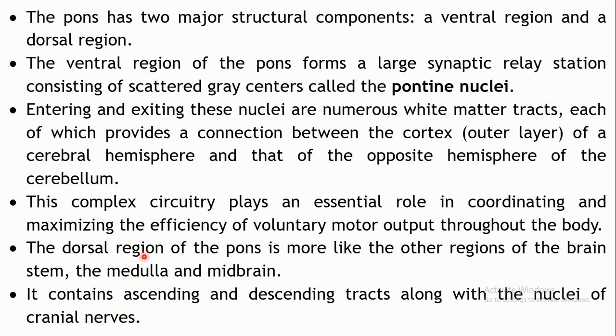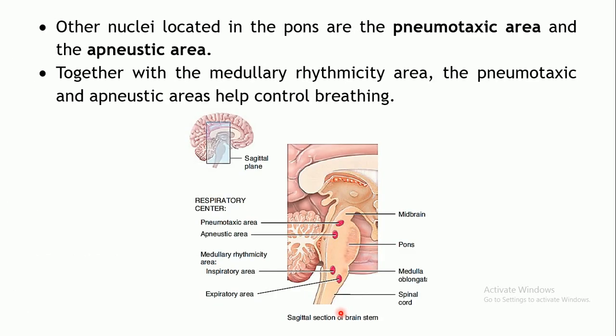Then in the dorsal region, it is similar to the areas present in the medulla and the midbrain. So they contain the ascending and the descending tracts with the nuclei for the cranial nerves. Okay, so there are several nuclei present. Some of the important ones are the pneumotaxic area and apneustic area. These are part of the respiratory center which will help in regulating the ventilation of breathing along with the medullary rhythmicity area. Remember this one? Medullary rhythmicity area, which is a part of the medulla oblongata.